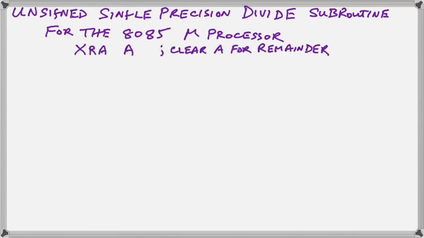The first thing we do is to clear the A register for the remainder. We are going to perform an XOR. If we XOR a register with itself, it zeros the contents so that the A register will contain all zeros. That's just the purpose of that. And the remainder, whatever remains when we're done, will be in the A register.